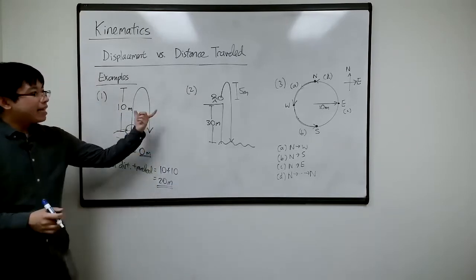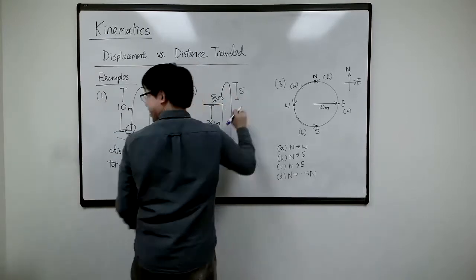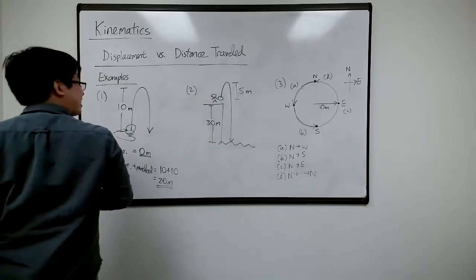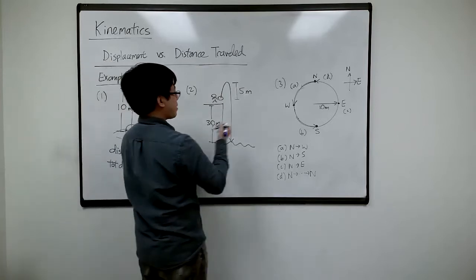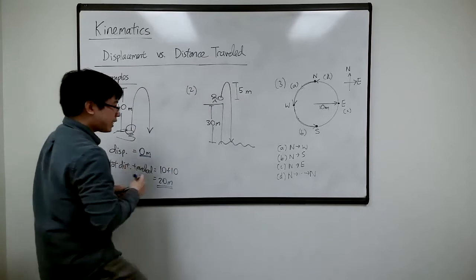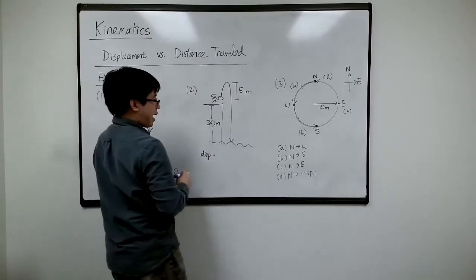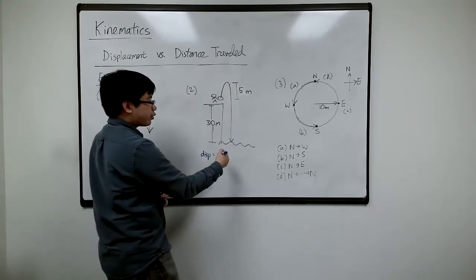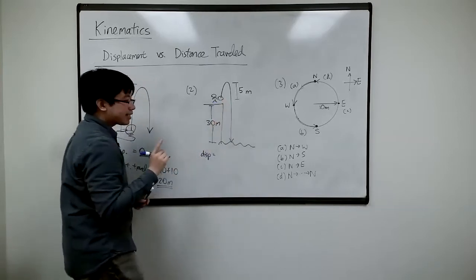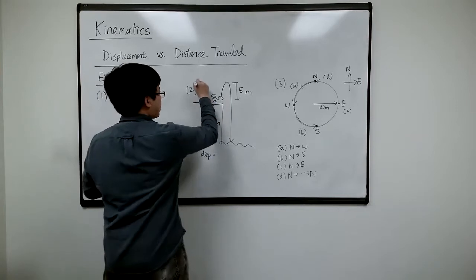Okay. For this one, the rock goes up for 5 meters, and then 30 meters down. Okay. So now the displacement would be, well, I need to describe this point minus this point. As soon as I describe points, I need to describe a position. So I need to put in a coordinate system.